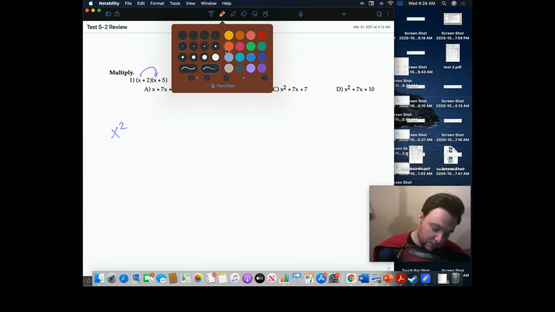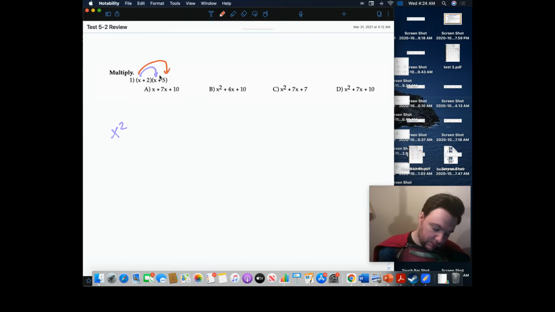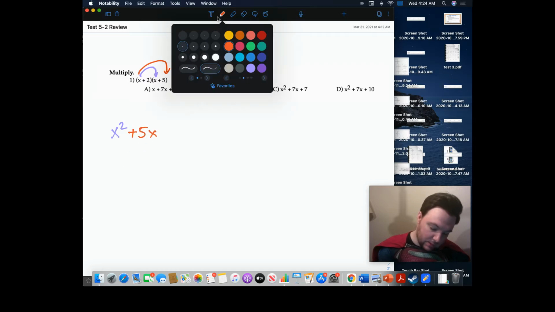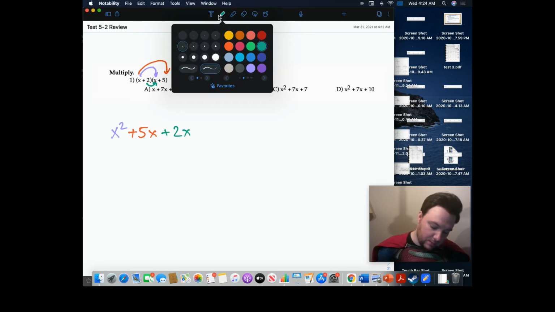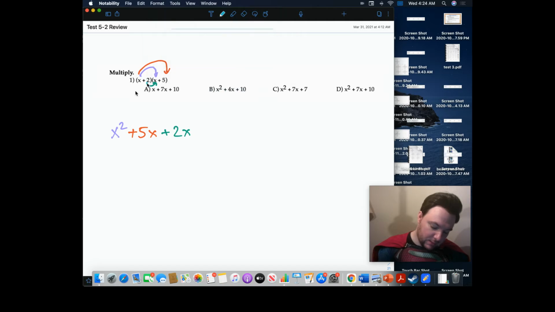Then we're going to do outer, so x times 5 is 5x. And then we're going to do inner, so x times 2 is 2x. And then we conclude with last, so 2 times 5 is 10.